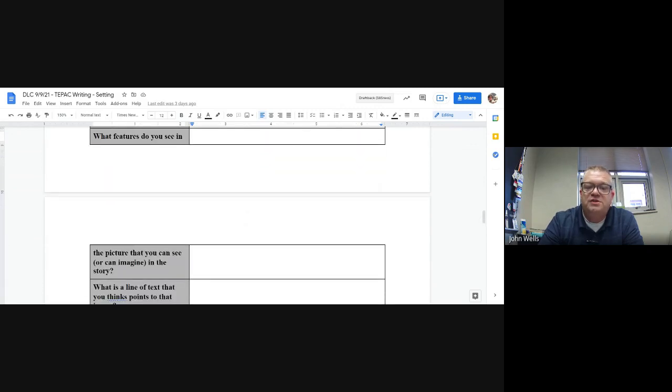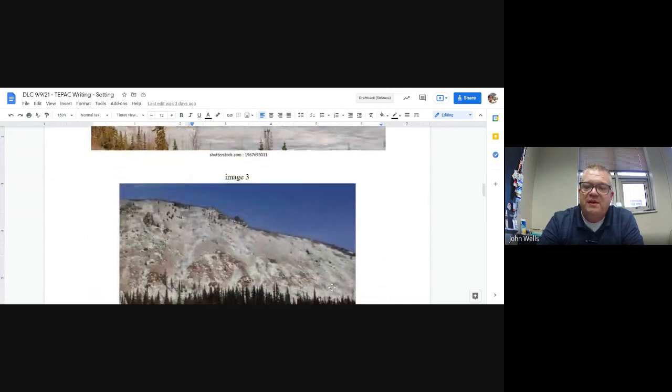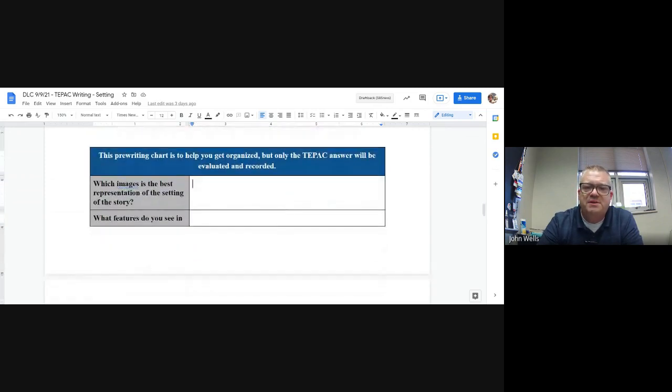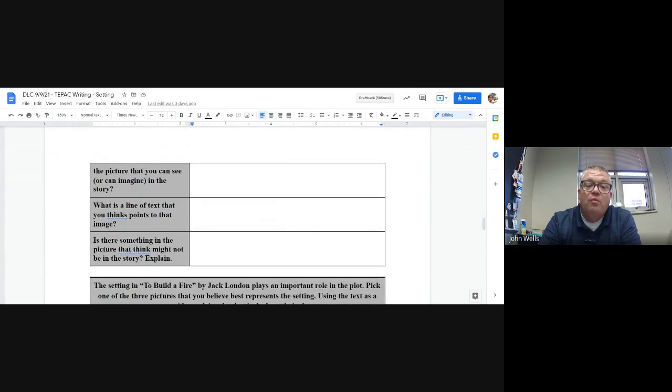Which feature do you see in the picture that you could see or imagine in that story? So when you look at this, what is something that you see in this picture? For instance, if you pick number 3, that you thought that you saw in the story, it mentioned, it referenced, it even kind of alluded to. We want to be able to see which of these pictures, what in that picture really drew you in as an example. What is a line of text that you think points to it? So then we're going to go back and look for that. Remember, evidence right from the text. So you're going to be able to go back to the text and say, in this part it talked about. That's why I picked this one.